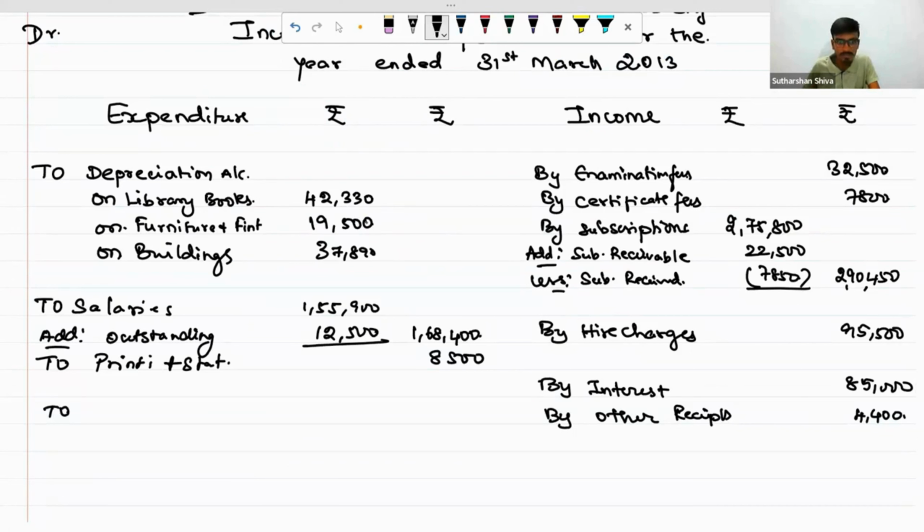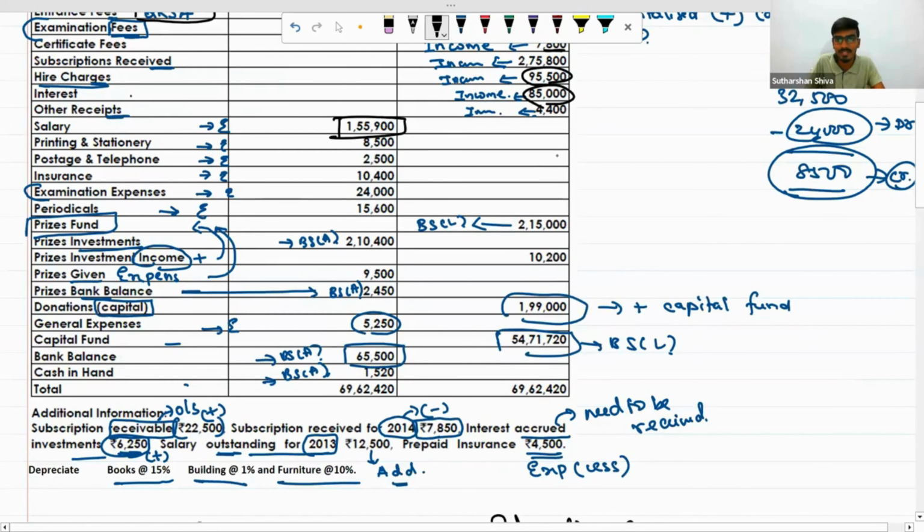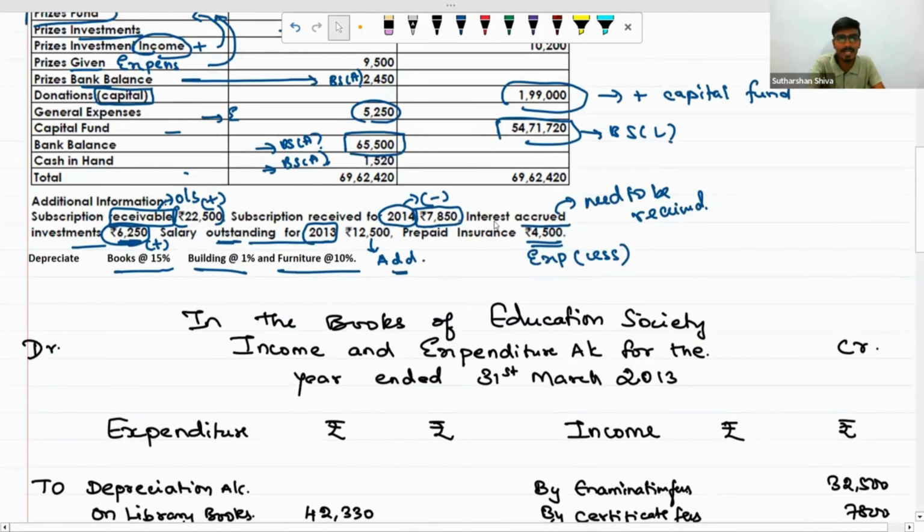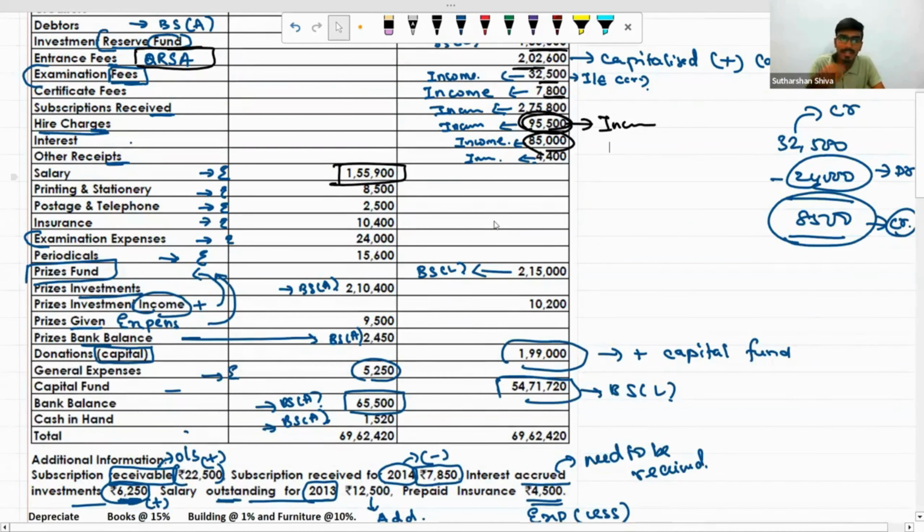Hiring charges is something which is directly given on the income side, that is on the credit side. So I simply treat it as an income, nothing more than that. I am renting something, maybe I am running a library, correct? Hiring charges means I may rent out some of my books, or for some other purpose. They have the building, and they may give it on hiring basis.